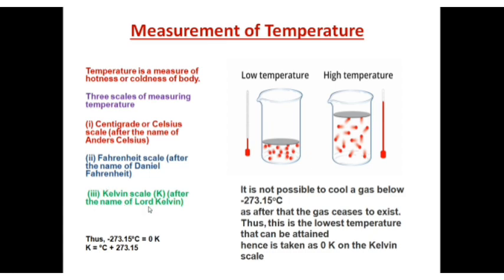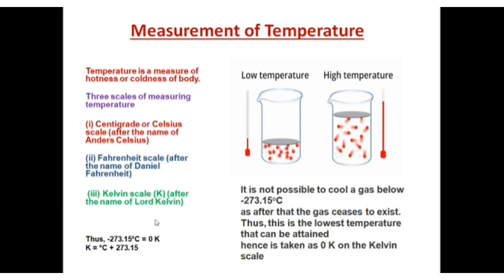The Kelvin scale is named after Lord Kelvin. It came about when we started to cool a gas: it was impossible to cool a gas below minus 273.15 degree centigrade, as after that the gas ceases to exist. This is the lowest temperature that can be obtained, and it was named 0 Kelvin on the Kelvin scale.